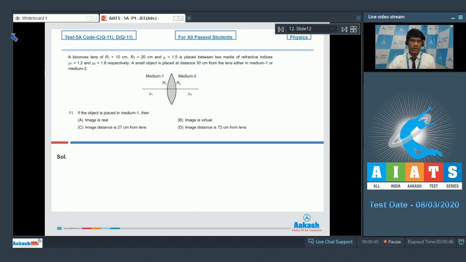Now the question number 11 is, if the object is placed in medium 1, then we need to find which one of the given options are correct. Let's start with the calculation here. This is the medium 1, this is R1. So incident ray is from this direction. So I would say mu2, this time it is 1.5 by V1 minus mu1, it was 1.2, u being minus 30, so it is plus 30, would be equal to 1.5 minus 1.2, it is 0.3 and R1 is 10 centimeter.